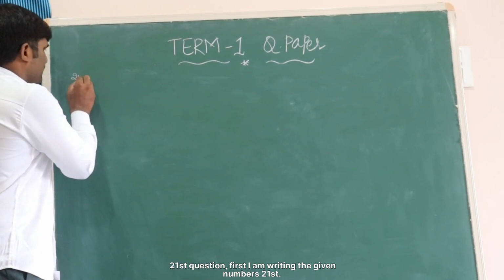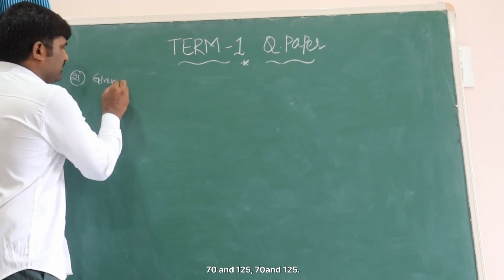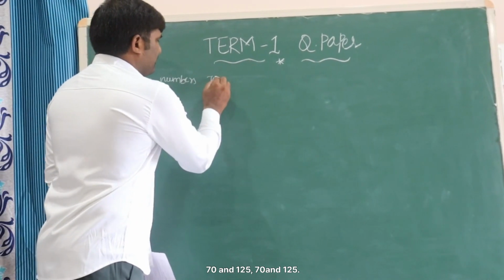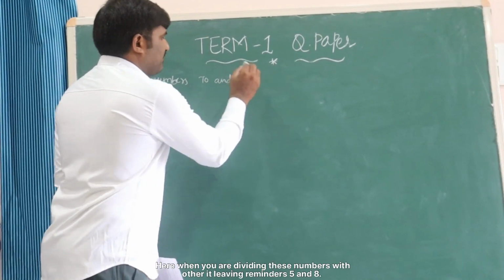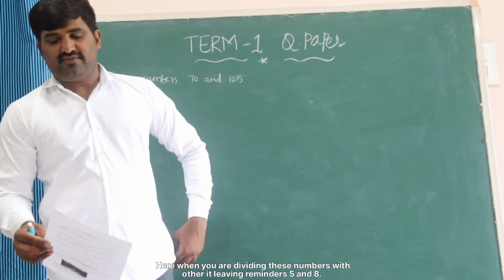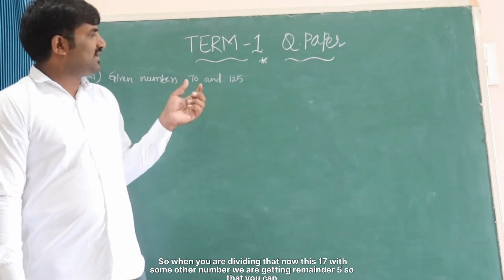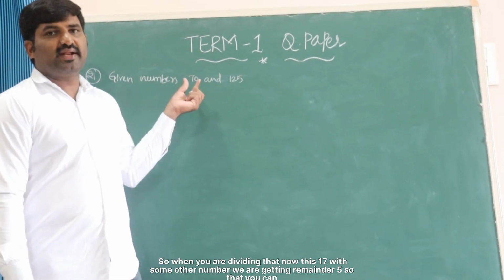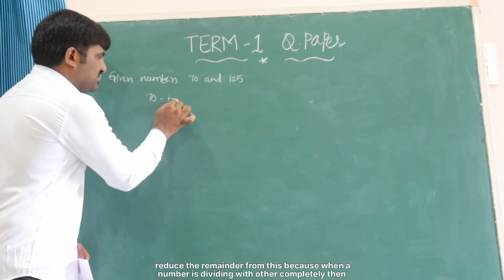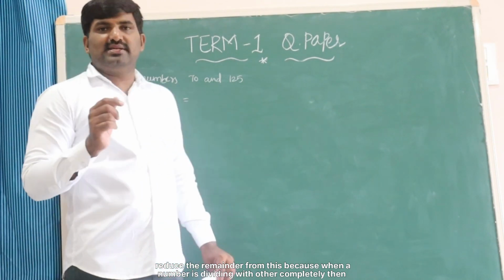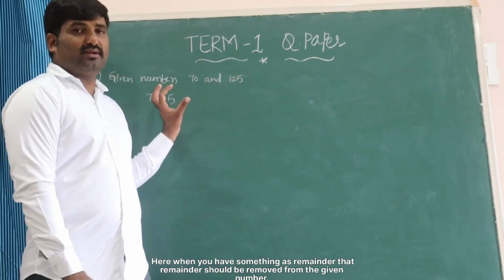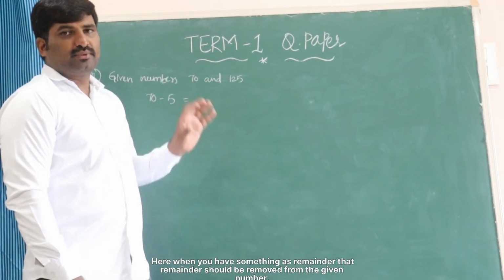First I am writing the given numbers: 70 and 125. When you divide these numbers by some other number, they leave remainders 5 and 8. When a number divides another completely, the remainder is 0. So when you have a remainder, that remainder should be removed from the given number.